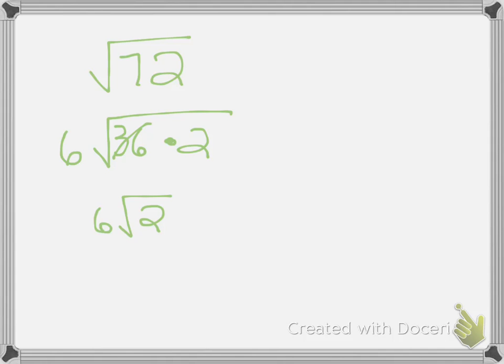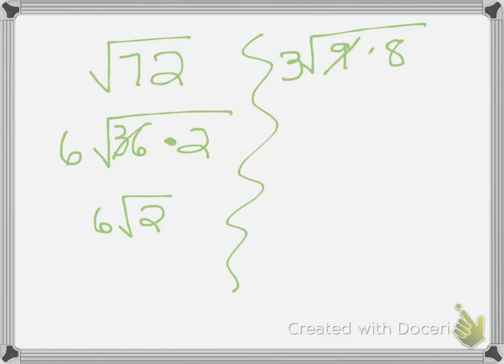Did anybody think about doing 8 times 9? Anybody? Okay, let's talk about that. Let's do the same problem, and instead of doing 36 times 2, let's do 8 times 9. So the square root of, or 9 times 8, 9 times 8. We're going to square root the 9 and pull out the 3. See that? So now I have 3 radical 8, and this is where your problem's a little bit different.